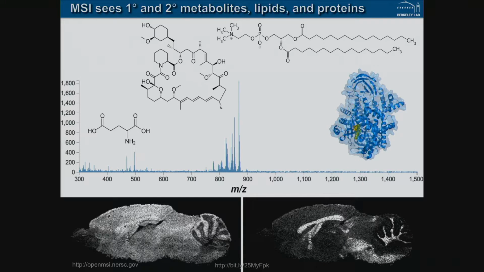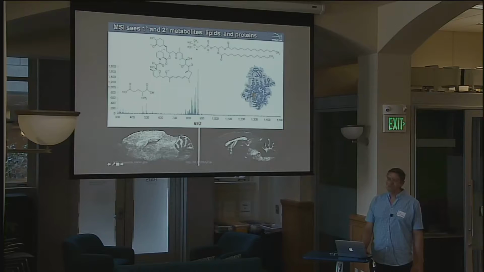So this is a simple example of the brain of a mouse. These are showing 2 different ions. In this case, these are 2 different lipids, compounds that might come from your diet. And you can see the spatial distribution is very distinct. These types of cells have a different lipid composition than these types of cells. We can also see small molecules, like amino acids. We can see drug molecules. And we can even see proteins and lipids, larger molecules.